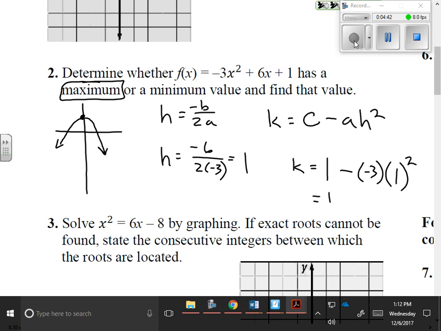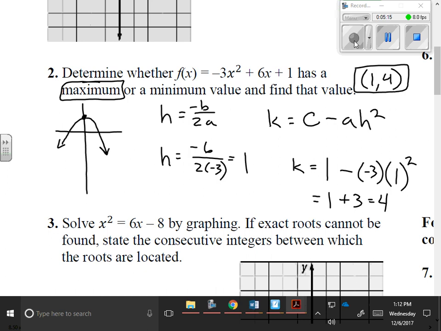So that would be 1 plus 3, which would be 4. So our maximum would be at 1, 4, h, k, or you could just say 4. 4 is the biggest, the highest it'll ever go. It actually looks something more like that, probably.